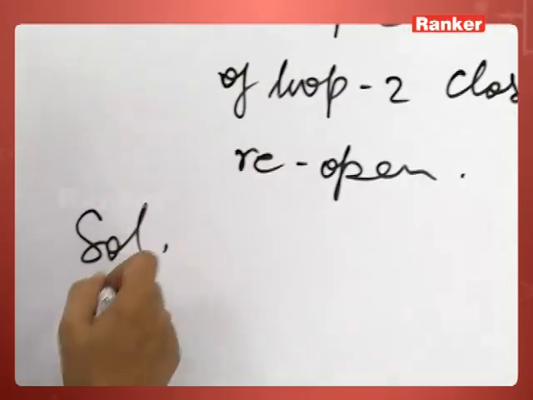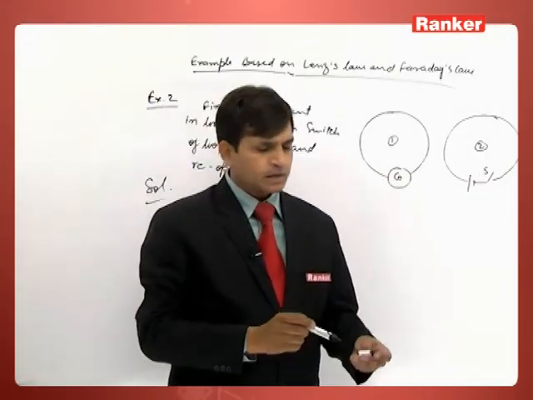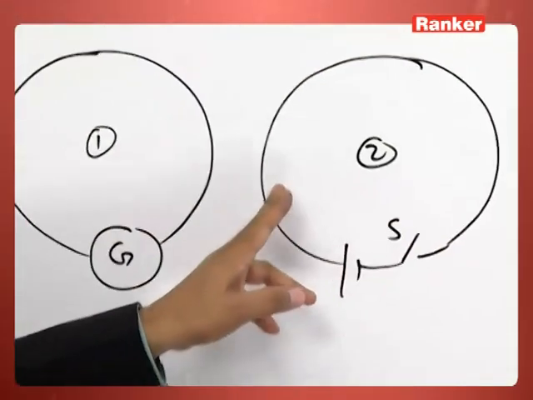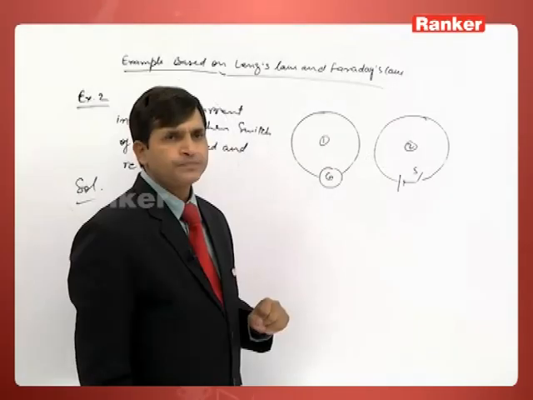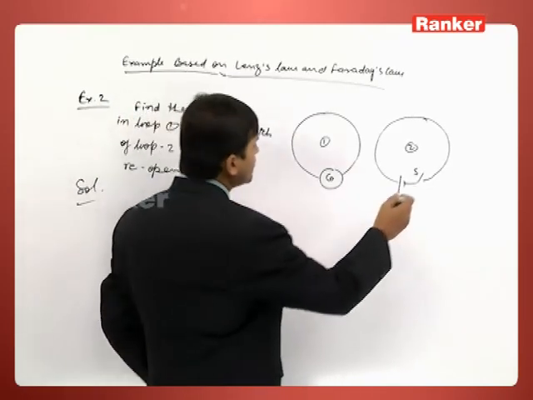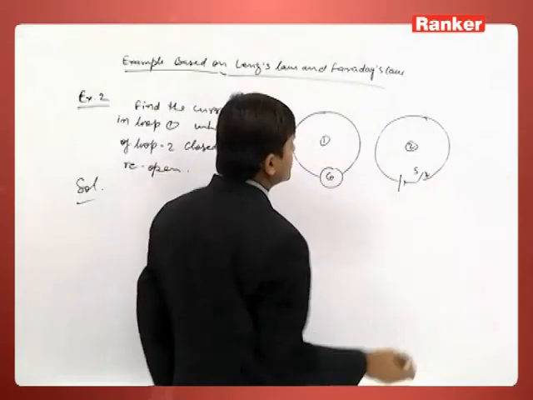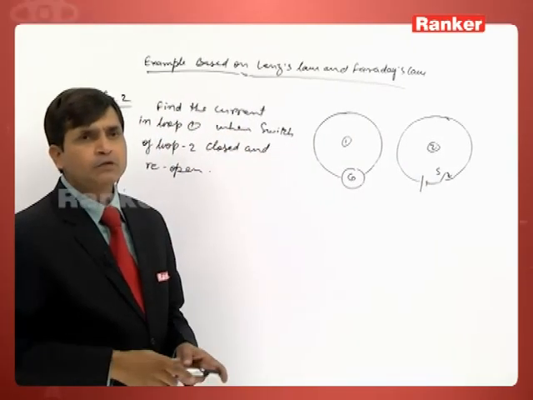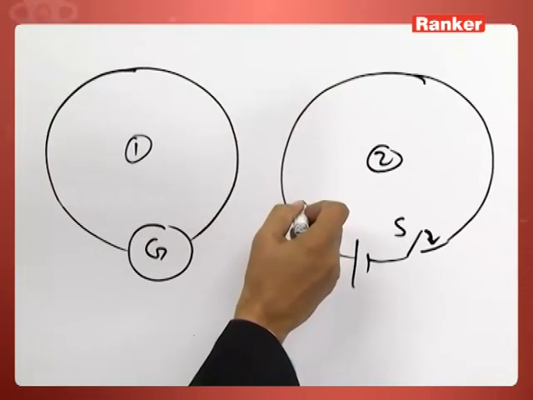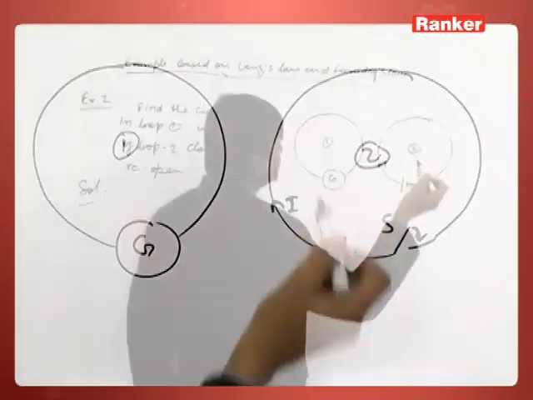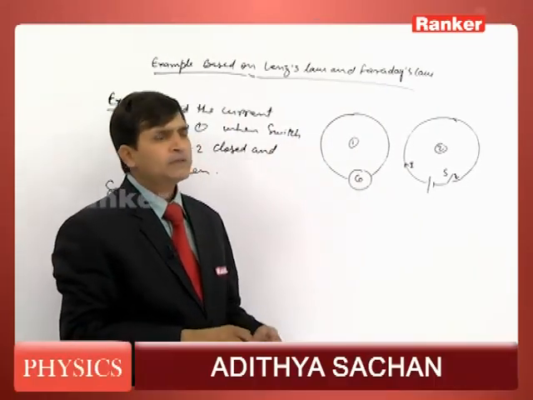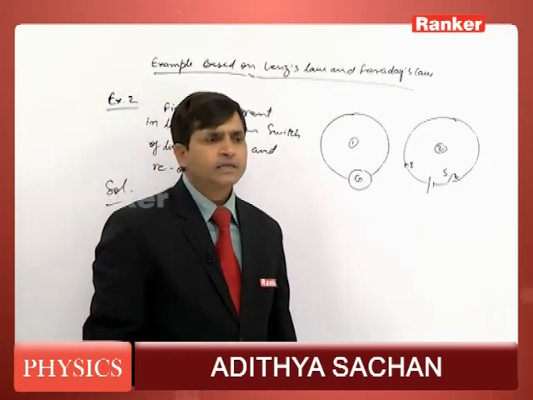See the solution. First of all, when the switch S was open, there was no current in loop 2 because the circuit was not connected. Now, as soon as the switch S is closed, current immediately starts flowing in the clockwise direction. When current starts flowing in the clockwise direction, this current I will take some time to stabilize.